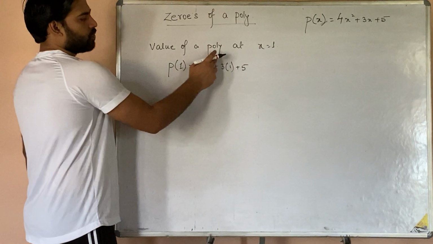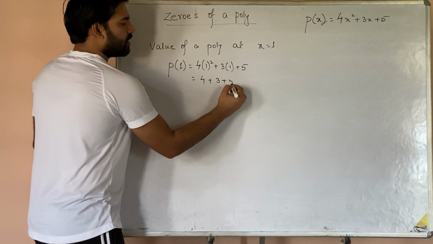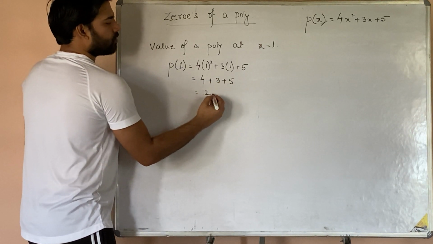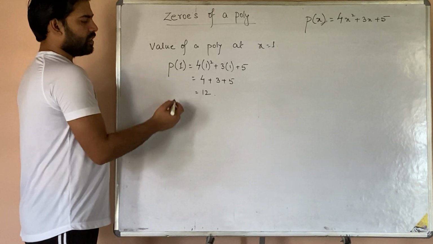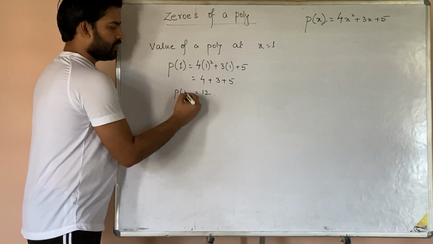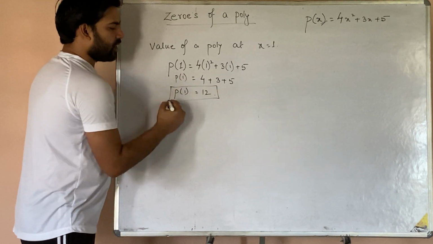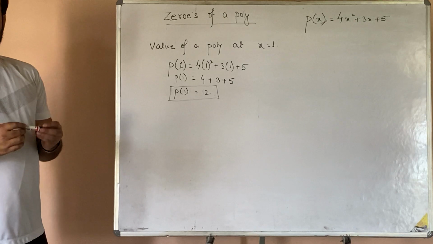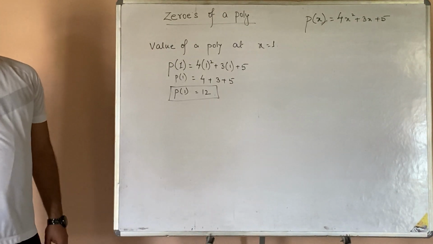So 1 square is 1, 4 ones are 4, 3 into 1 is 3, plus 5. So this is 12. So p(1) is what? p(1) is 12. This is clear. So what does p(1) signify? p(1) means the value of the polynomial at x is equal to 1. So this is how we find out the value of a polynomial.